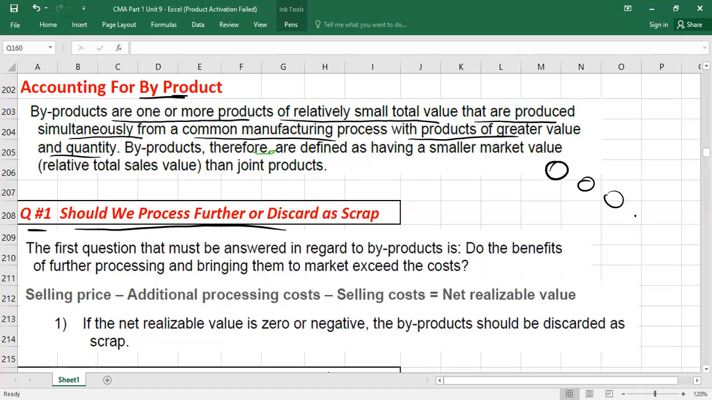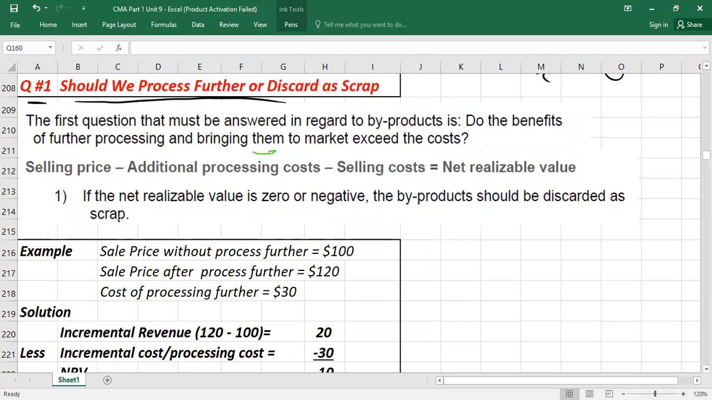What does it mean to process further? Maybe if I can work on these small pieces of wood, I can make some decoration pieces. Right or wrong? So I have to ask a question first here. Should I discard as it is, or should I process further on these pieces of wood and convert them into decoration pieces? So this is the first question. How would you know what you should do? The idea is very simple, guys. So here, let me help you decide how you will decide whether to process further or not.